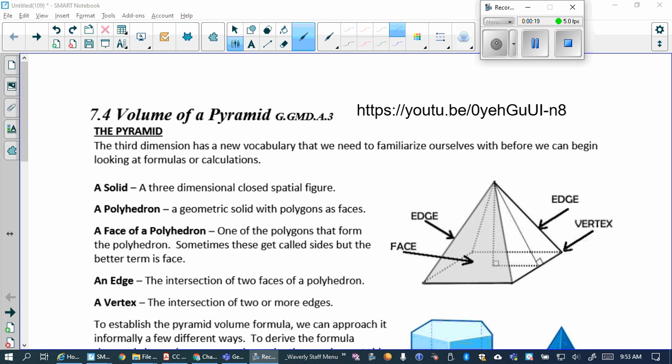So you turn the pyramid upside down so it's like a cup, and you fill that pyramid with water. You're going to take that water and dump it into the cylinder that has the same height and the same base area, okay? How many of those pyramids would it take to fill the cylinder with the same height?